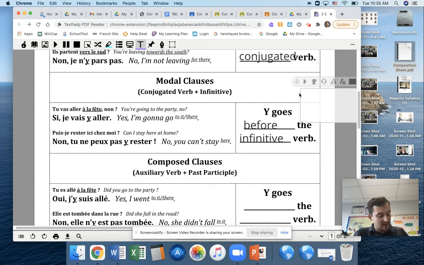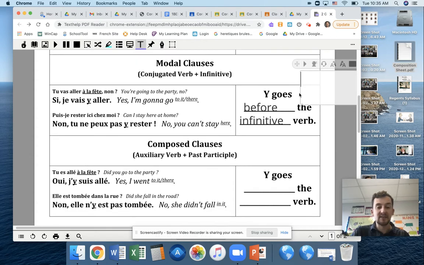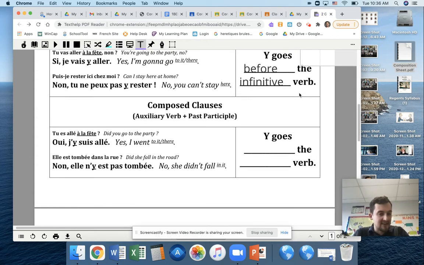All right, going on to the third type of sentence, and that's one that's composed. The passé composé, right? The past tense. When you have the past tense, you've got a verb tense that's composed of your auxiliary verb, or remember AV baby, or helping verb, and then of your past participle, your PP baby. D'accord? So let's look at where the Y goes in this case.